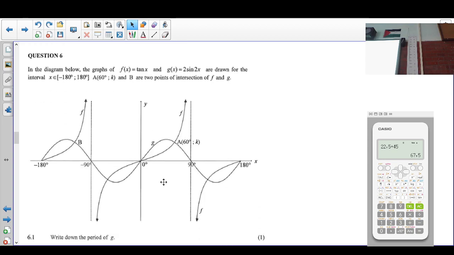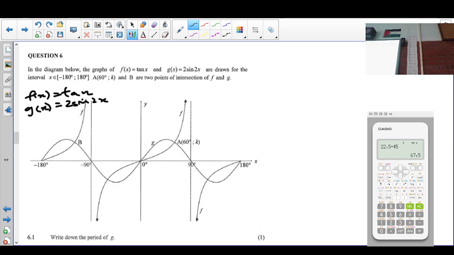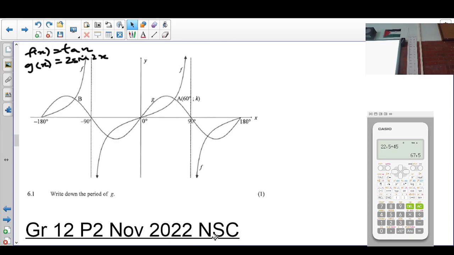So firstly, I need to write down my equations here. We know that f of x is equal to tan x, and g of x is equal to 2 sine 2x. So g is the sine graph. The normal period of the sine graph is normally 360. But because of that 2, it's going to be 360 divided by 2, which is 180. You all agree with that?